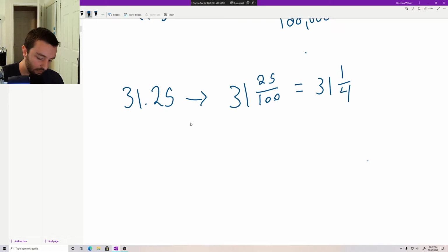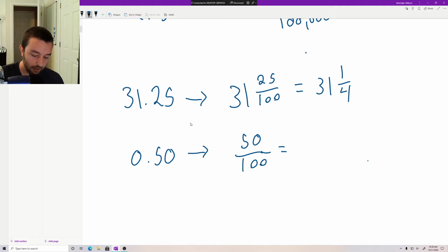Similarly, if we had 0.50, then we would take 50 and put it over 100. And we could reduce this down to 1/2 because you could take a 50 out of the top and then a 50 out of the bottom. Okay. So 0.50 is 1/2. This is like having 2 quarters, right? Which would be half of $1.